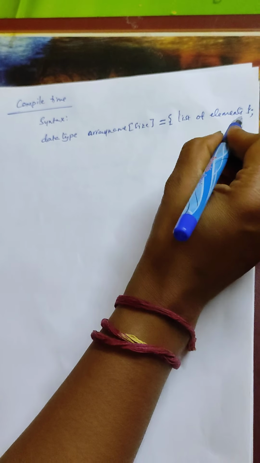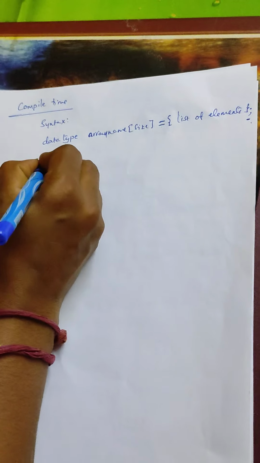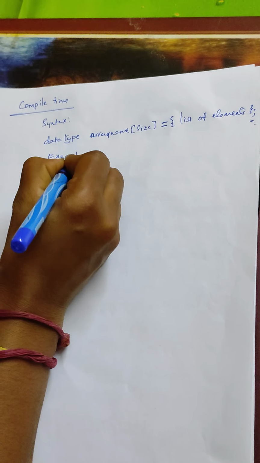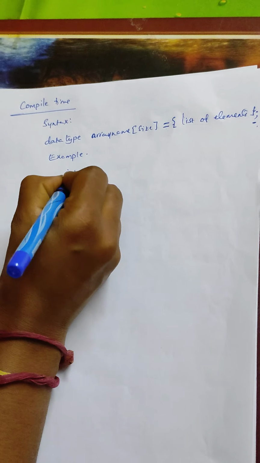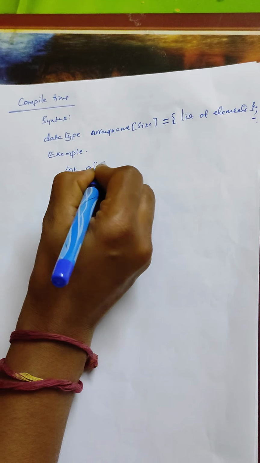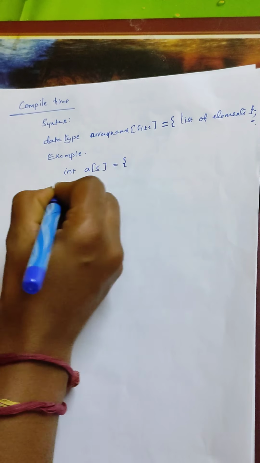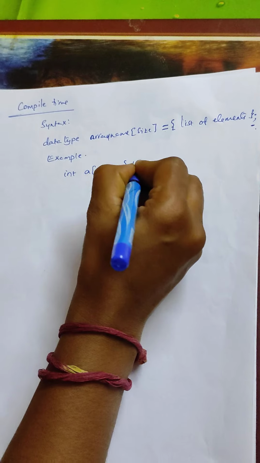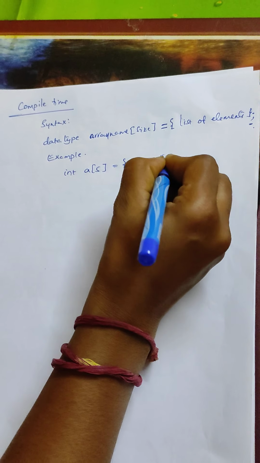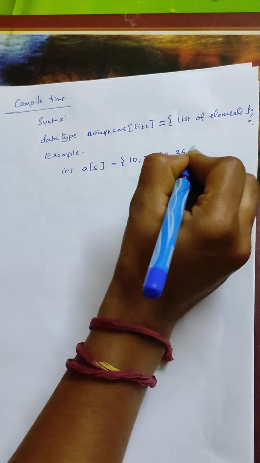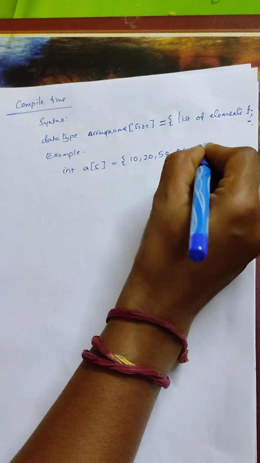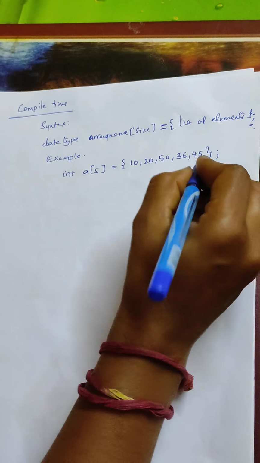Then you must end with a semicolon. So for example, suppose I am taking my array A of 5, then simply I can pass 10 integer values here. So I can pass like this. You can give any values here, it is acceptable, but remember you can pass only integer values.